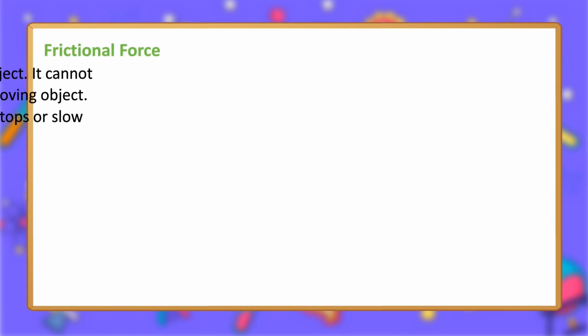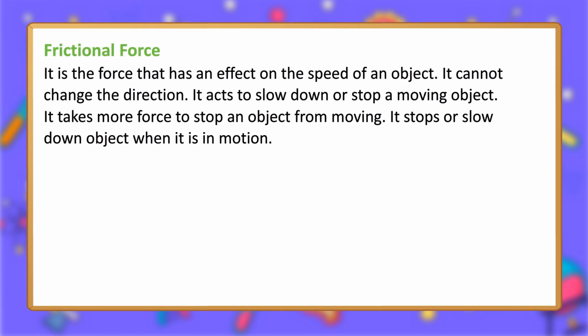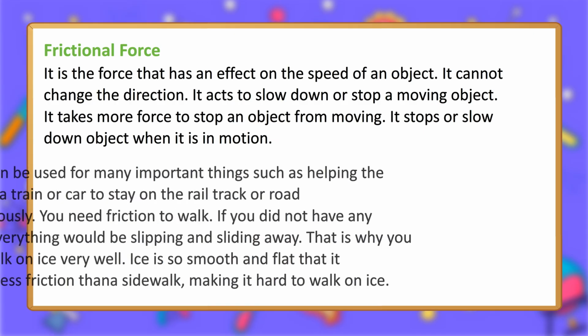Frictional force. It is the force that has an effect on the speed of an object. It cannot change the direction. It acts to slow down or stop a moving object. It takes more force to stop an object from moving. It stops or slows down an object when it is in motion.